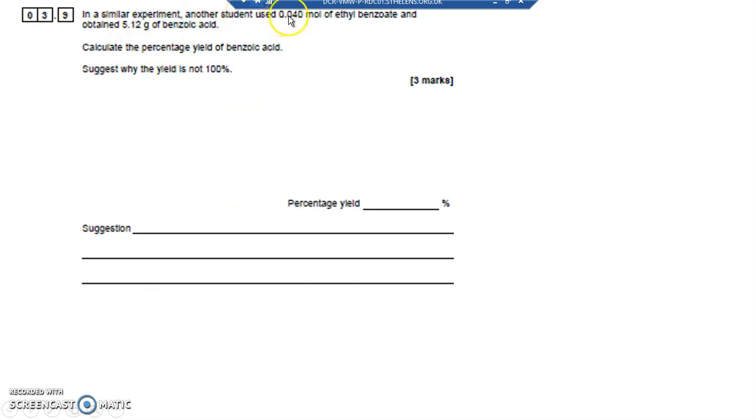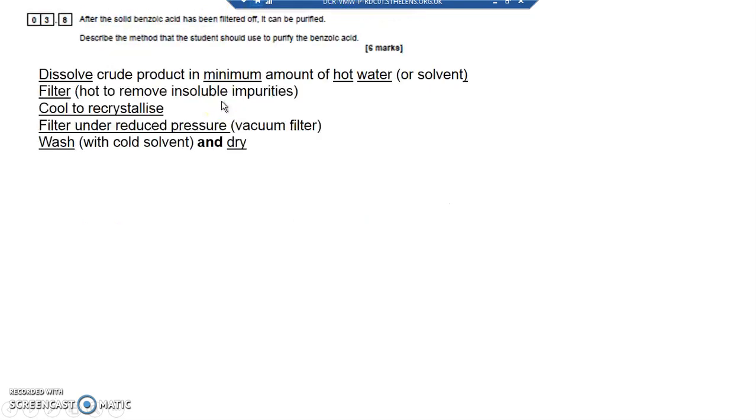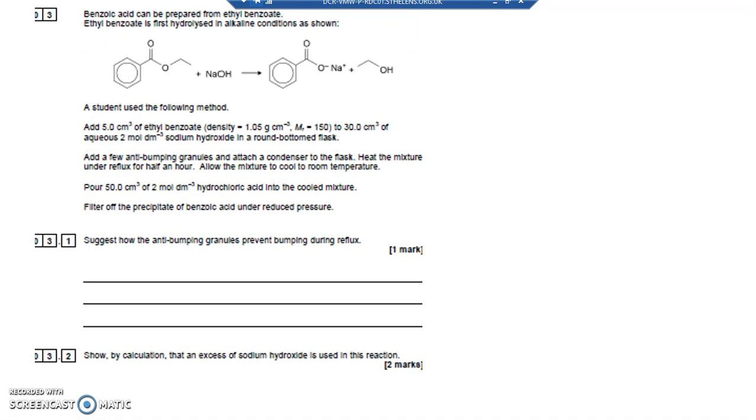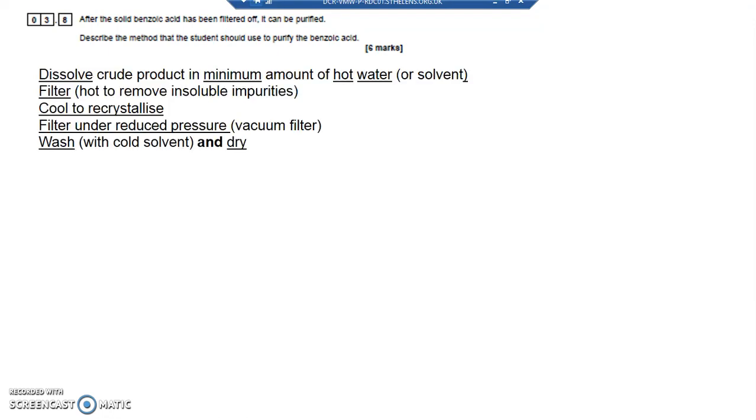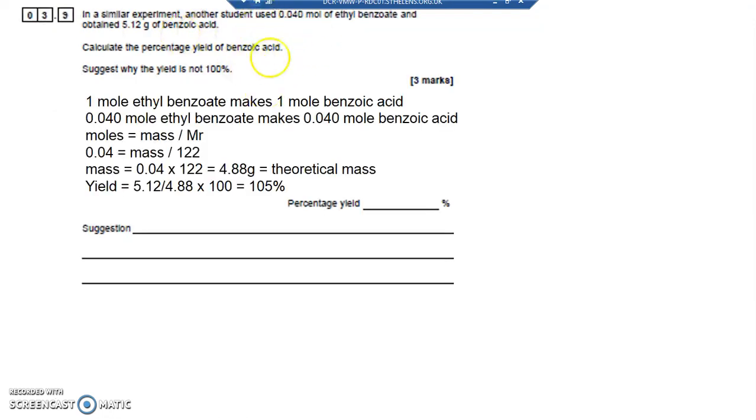In a similar experiment, another student used 0.04 mole of ethyl benzoate and obtained 5.12 grams of benzoic acid. So if I just flick back to the original bit of the question, 1 mole of ethyl benzoate makes 1 mole of benzoic acid, but I haven't got 1 mole of ethyl benzoate, I've only got 0.04 moles of ethyl benzoate. So 0.04 moles of ethyl benzoate will make 0.04 moles of benzoic acid, the same amount.